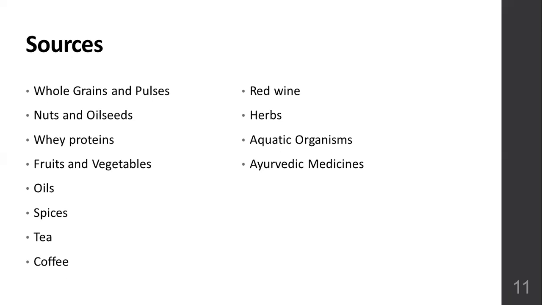Selenium and zinc, all meats, seafood, cereals. Copper, eating in copper vessels, oysters, liver, mushroom, nuts, chocolate, they all are good sources of copper.